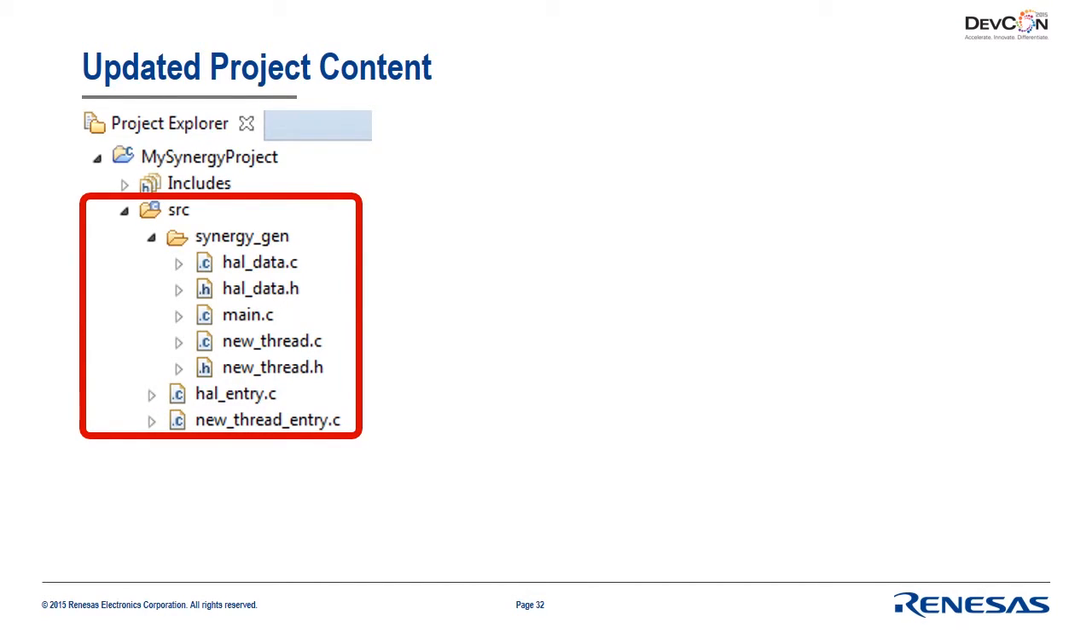this is your source folder, essentially. There's also some Synergy generated stuff here, which is related to your threads and your HAL. So in here, in the HAL entry and new thread entry, you can add your own user code. So that gets regenerated.